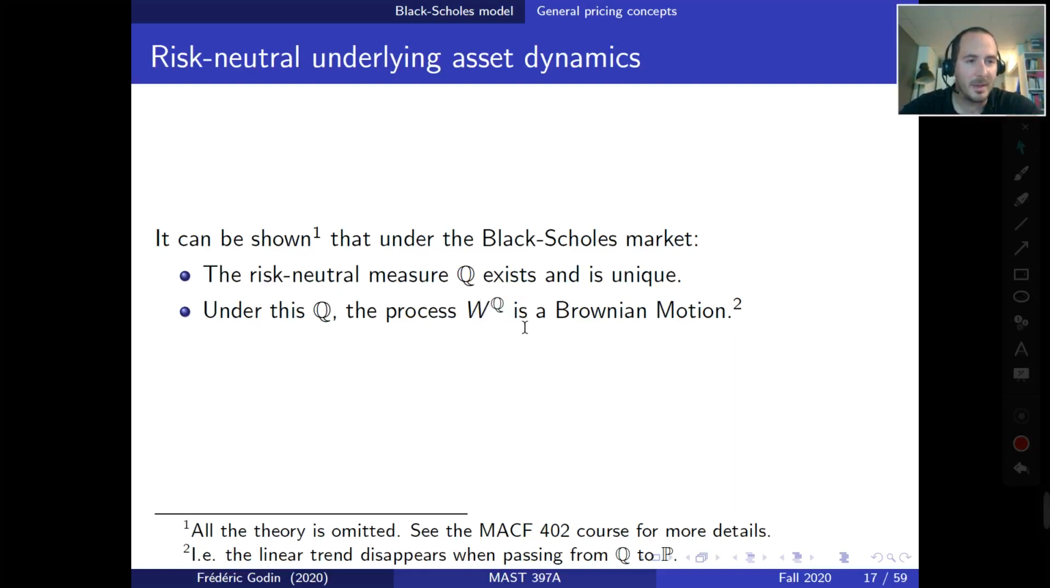Okay, so let's repeat that. Under the physical measure, WQ is a Brownian motion plus a trend. However, under the risk-neutral measure, WQ is a Brownian motion with no linear trends. Okay, so this is the important thing to remember.